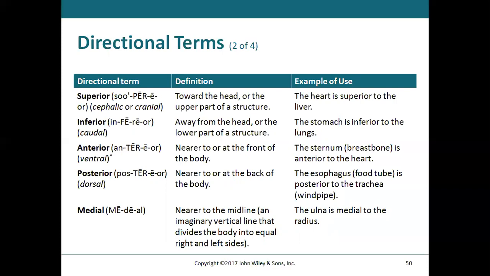So superior is towards the head, the heart is superior to the liver. Inferior is away from the head, so the stomach is inferior to the lungs. Anterior is near the front of the body, posterior is at the back. Medial is near the midline, so the ulna is medial to the radius. And again, you can see all of these terms are always in relation to another anatomical region, and so you just need to make sure you understand the relationship between those two regions.